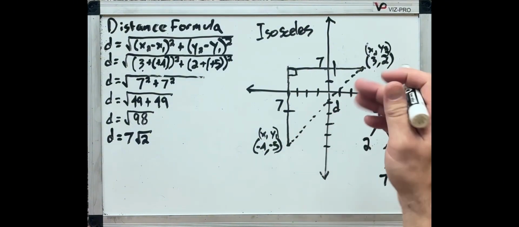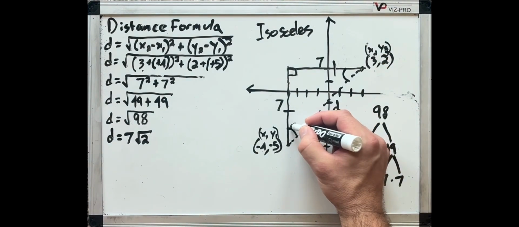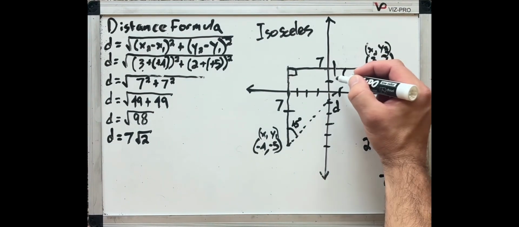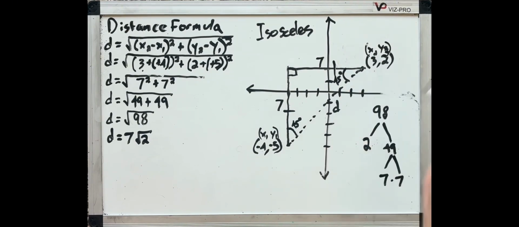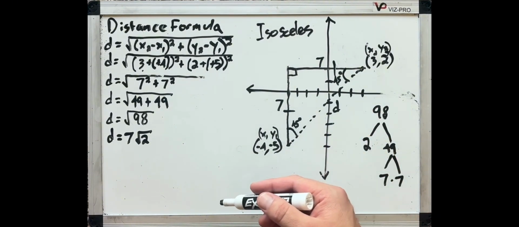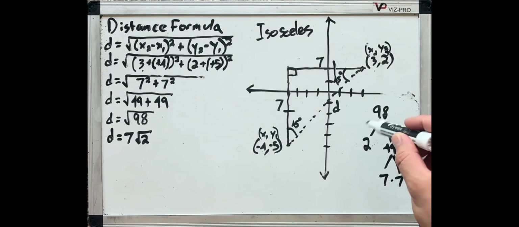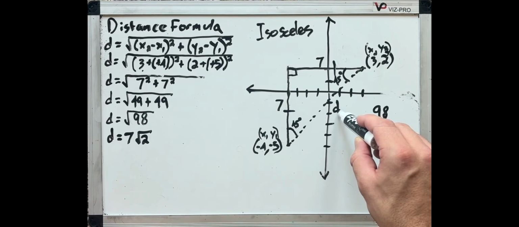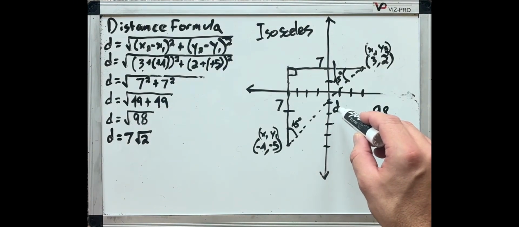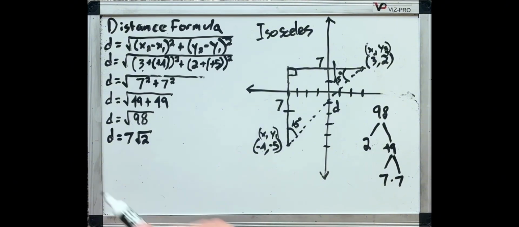This is listed on the EOC reference sheet as one of your special triangles. This is the 45, 45, 90 triangle. These two angles at the base are congruent, and they're 45 degrees. And what's special about the isosceles right triangle is that the distance of the hypotenuse is equal to square root of 2 times one of the legs, 7.